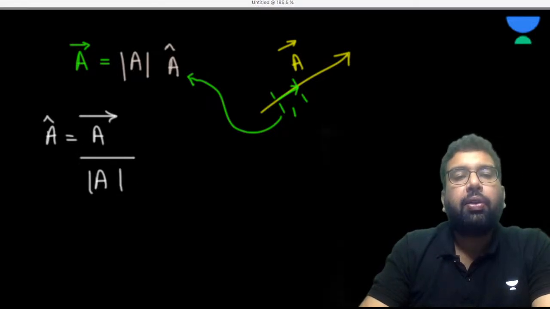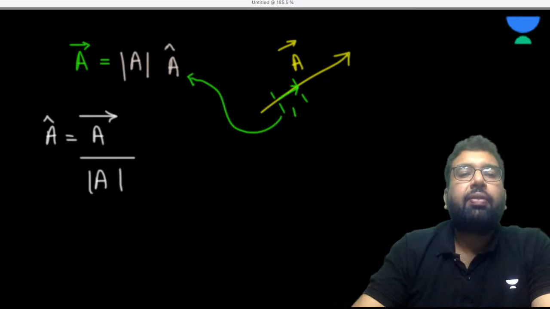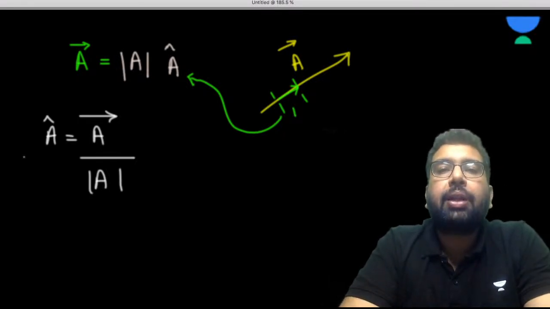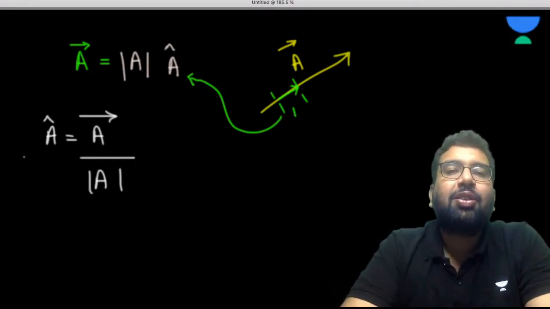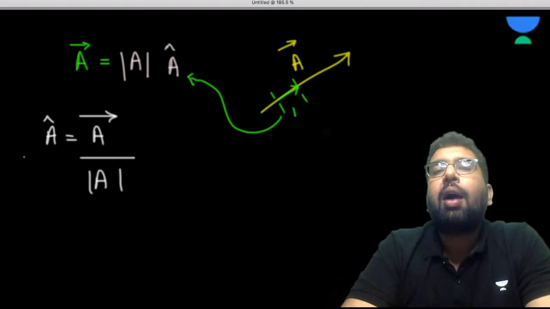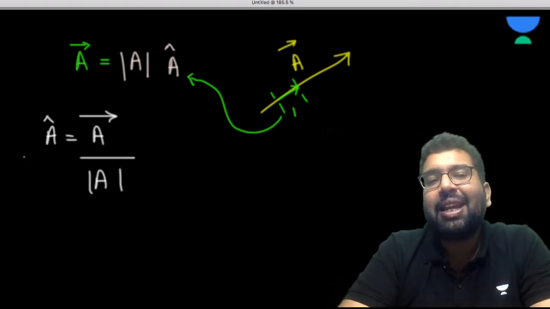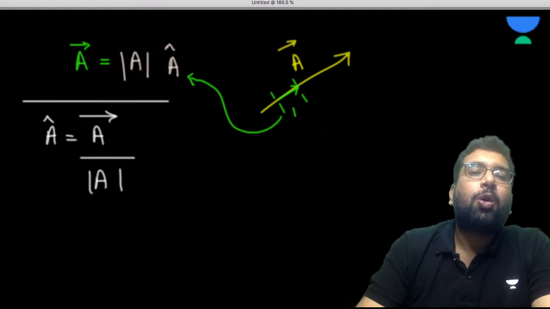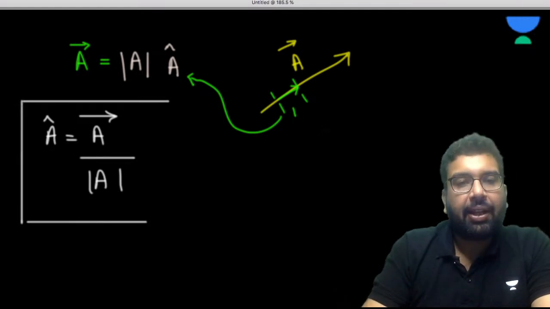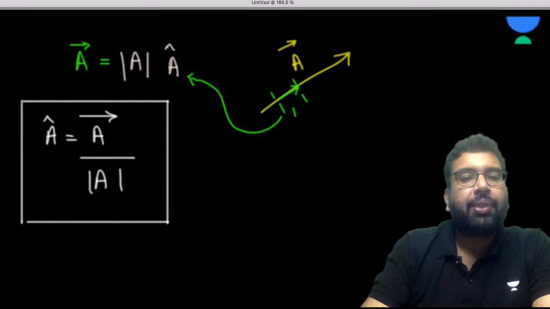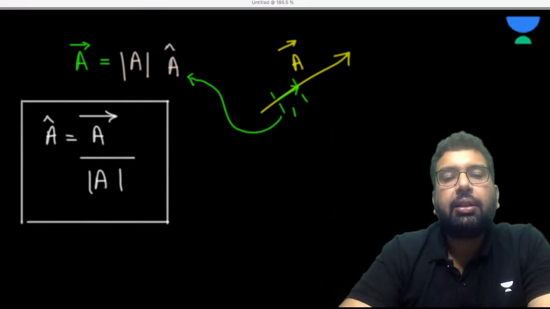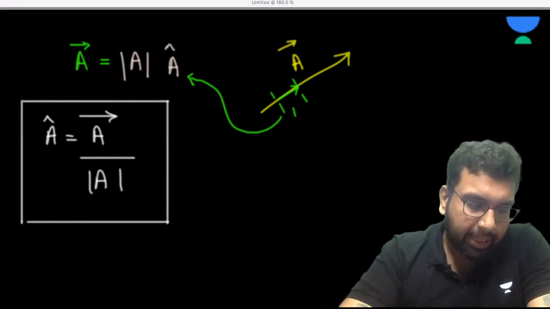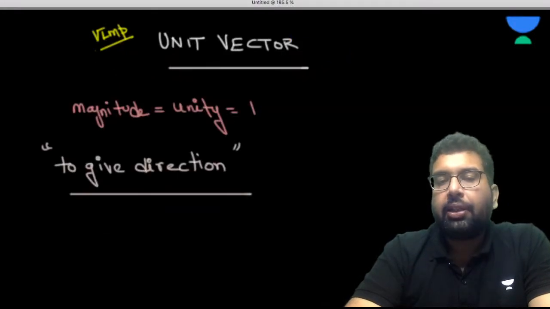Now from here, can we write that A cap, that is the unit vector in the direction of A, is going to be vector A upon mod of A? Okay, let's keep it with us, right? We'll be using this a lot. Okay, now please understand this. Now this is the unit vector.